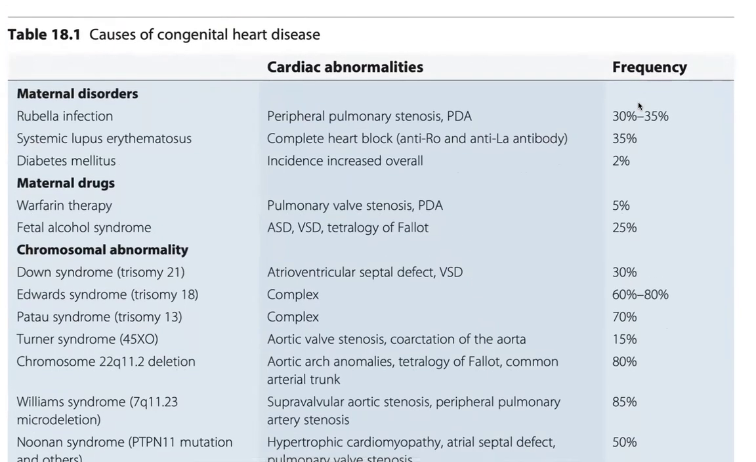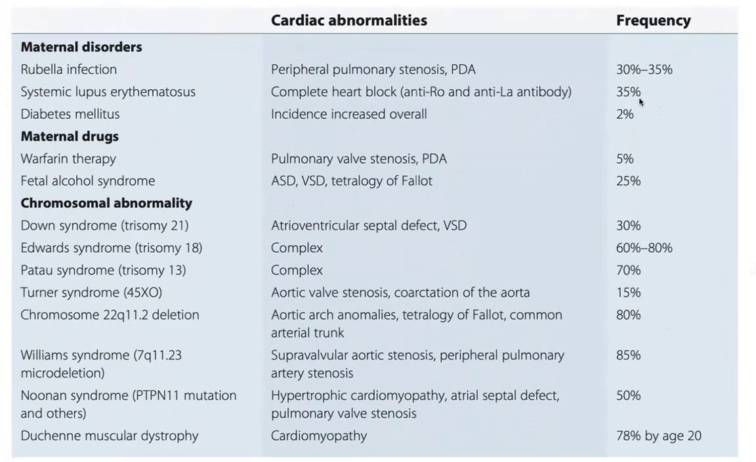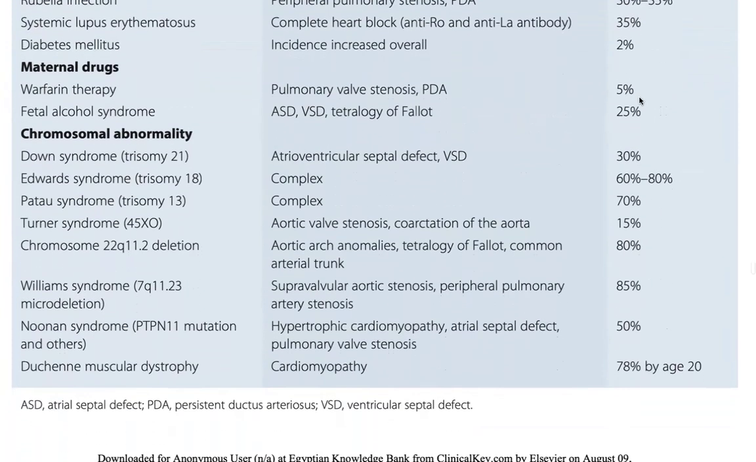Causes of congenital heart disease include maternal disorders: infection, SLE, and diabetes, and some drugs. Maternal rubella causes peripheral pulmonary stenosis, PDA, and septal defects. Frequency is 35% for diabetes, and congenital heart block is overall 2%. Warfarin therapy causes PDA, at 5%. Fetal alcohol syndrome is also associated.